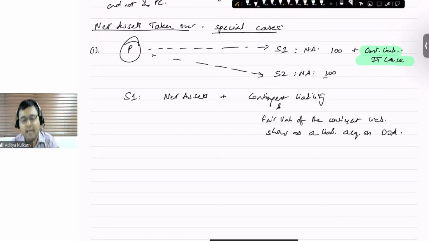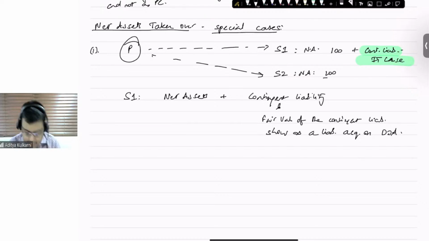But sir, this is contingent. Agreed. But it is creating a difference in purchase consideration. That means you know for sure that there is a small chance that this contingent liability may materialize. So therefore, you perform a fair valuation of the contingent liability and show it as a liability acquired on the date of acquisition.